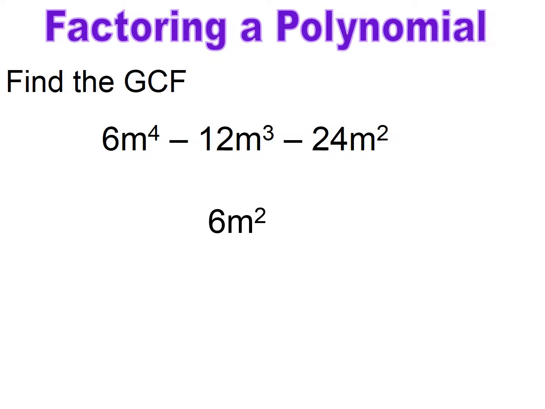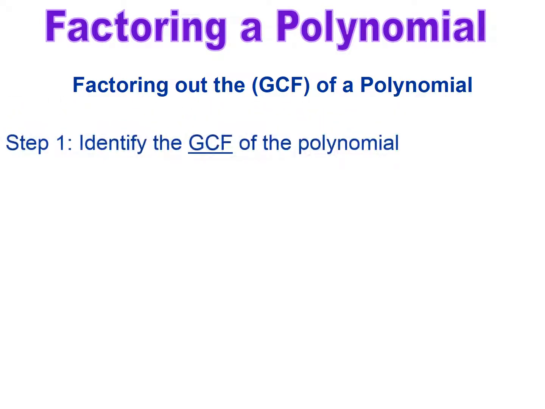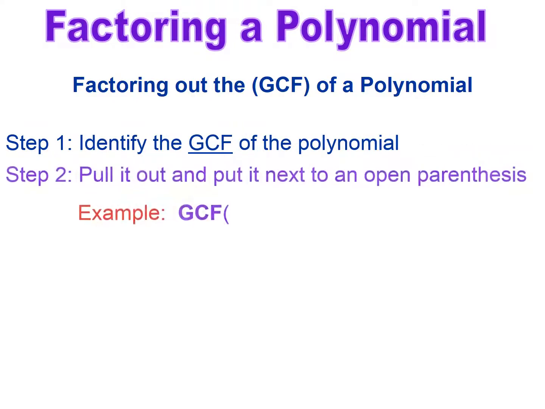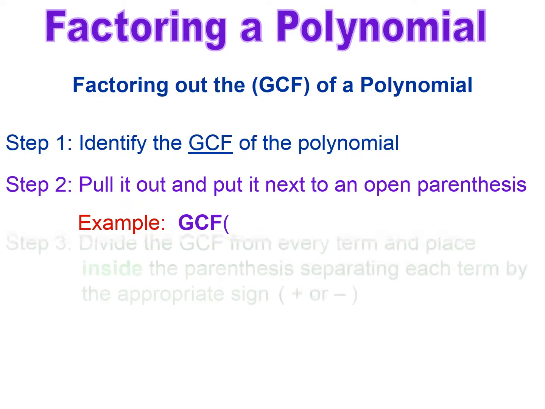So the GCF here is 6m squared. So now, factoring out the GCF of a polynomial. When you want to factor out the GCF, you're going to first identify the GCF for the polynomial. Once you identify the GCF, you're going to pull it out and put it next to an open parentheses. So you're going to write the GCF and you're going to have an open parentheses.